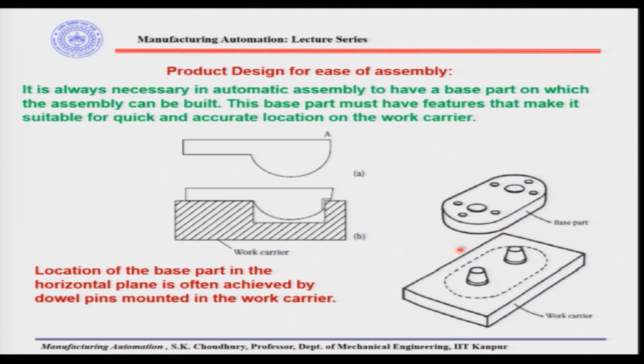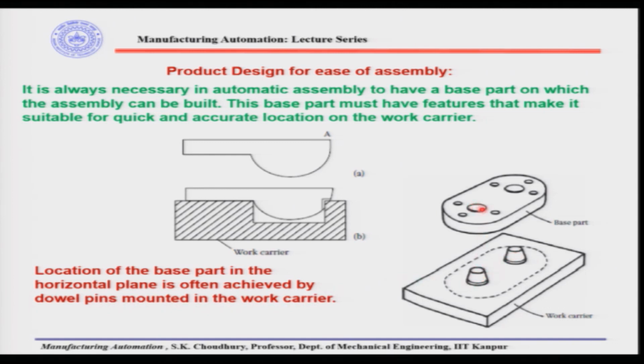Now, sometimes the base part sits on the work carrier with a dual pin. So, these are the pins, and these pins go into these holes, so that the base part can be quickly located here. Location of the base part in the horizontal plane is often achieved by dowel pins mounted in the work carrier. So, these are the dowel pins.